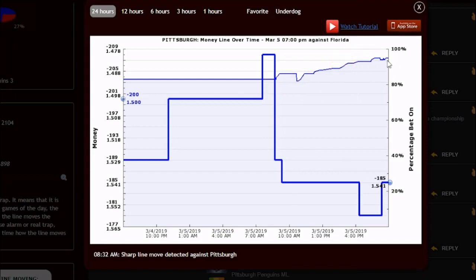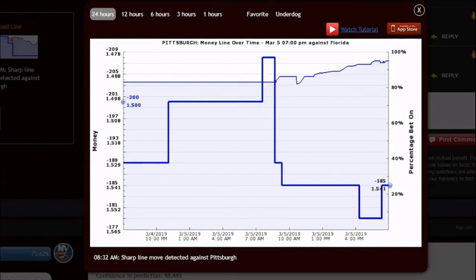However, instead of going straight, the line actually went the opposite way. It opened at minus 200 and it closed at minus 185. So there's really no clear direction and support for the Penguins to have an easy win here. And you can see a sharp line detected against Pittsburgh. Based on this line, this game should be pretty close, and I would say it will be a good idea to bet Florida and the spread in this game. So this game can easily go into overtime as well. Let's check out the results, and our bet would be Florida plus spread.